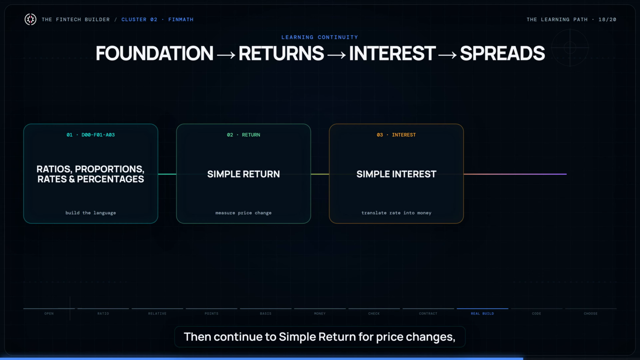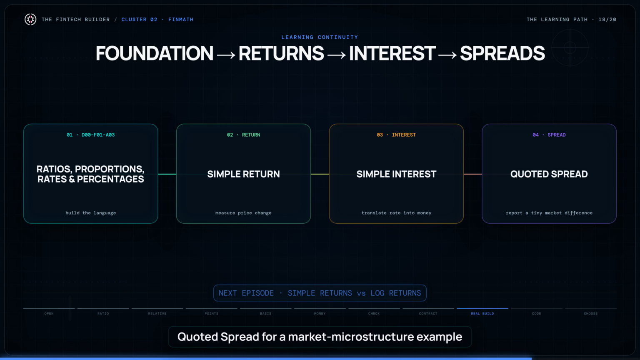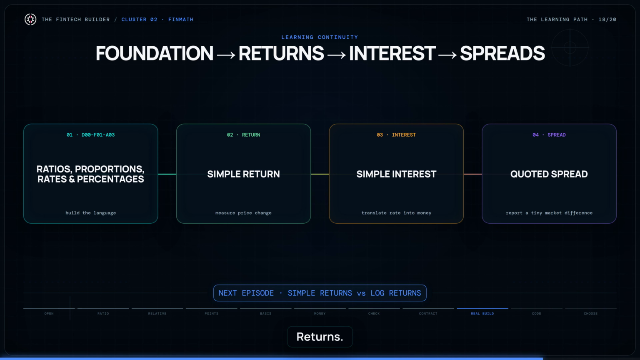Then continue to simple return for price changes, simple interest for translating rates into money, and quoted spread for a market microstructure example reported in basis points. The next episode in this series takes the return concept further, simple returns versus log returns.